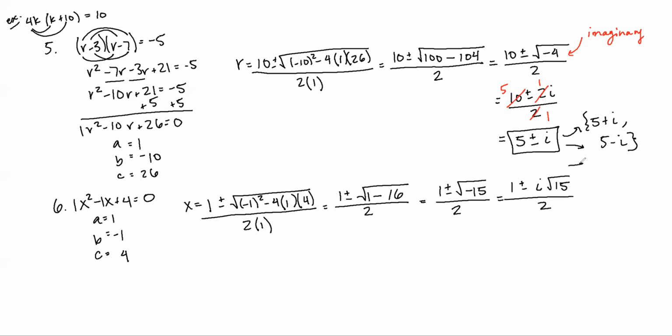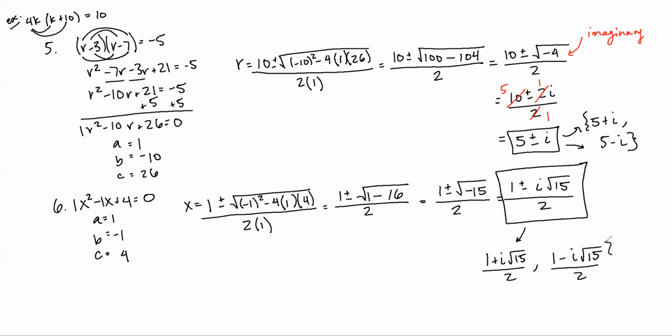And so this is as far as we can go with this one because nothing can be reduced and the 15 can't be simplified down. And again, you could write this as 1 plus i square root of 15 all over 2 and 1 minus i square root of 15 all over 2. So that is using the quadratic equation.